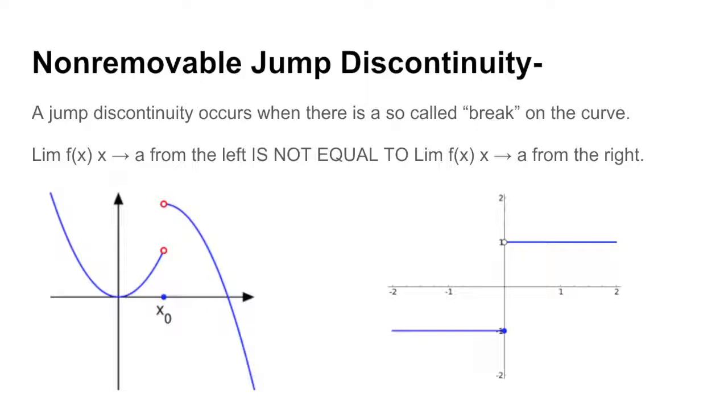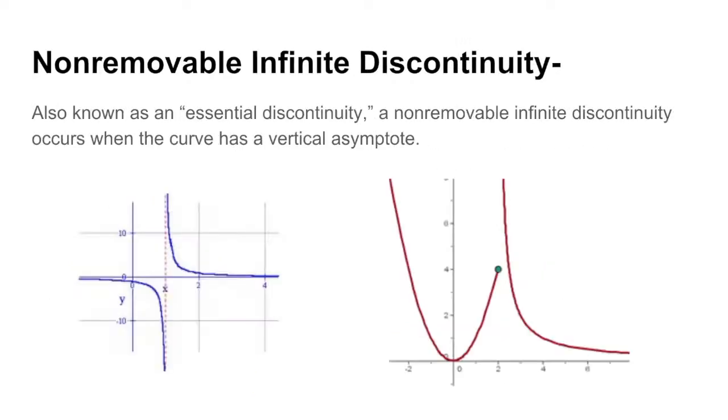The next type is a non-removable jump discontinuity. A jump discontinuity occurs when there is a so-called break in the curve. For example, in that function in the bottom left of your screen, the limit as x approaches a from the left, let's say that's 1, and let's say that from the right is 2. So the limits do not equal each other, so the function is not continuous. At that point, it's a jump discontinuity.